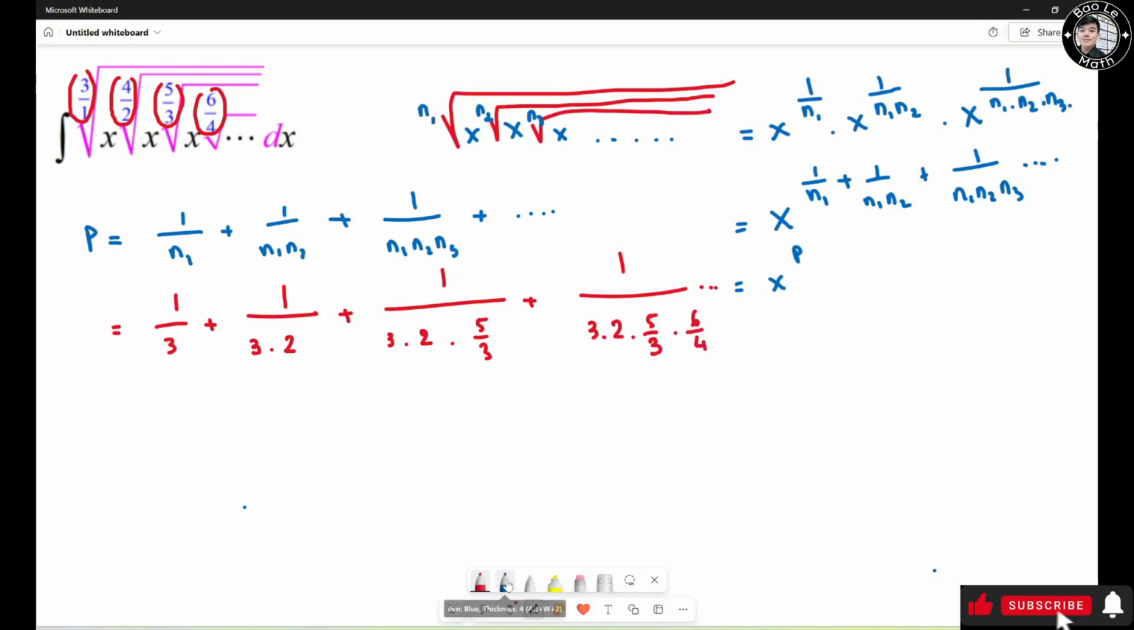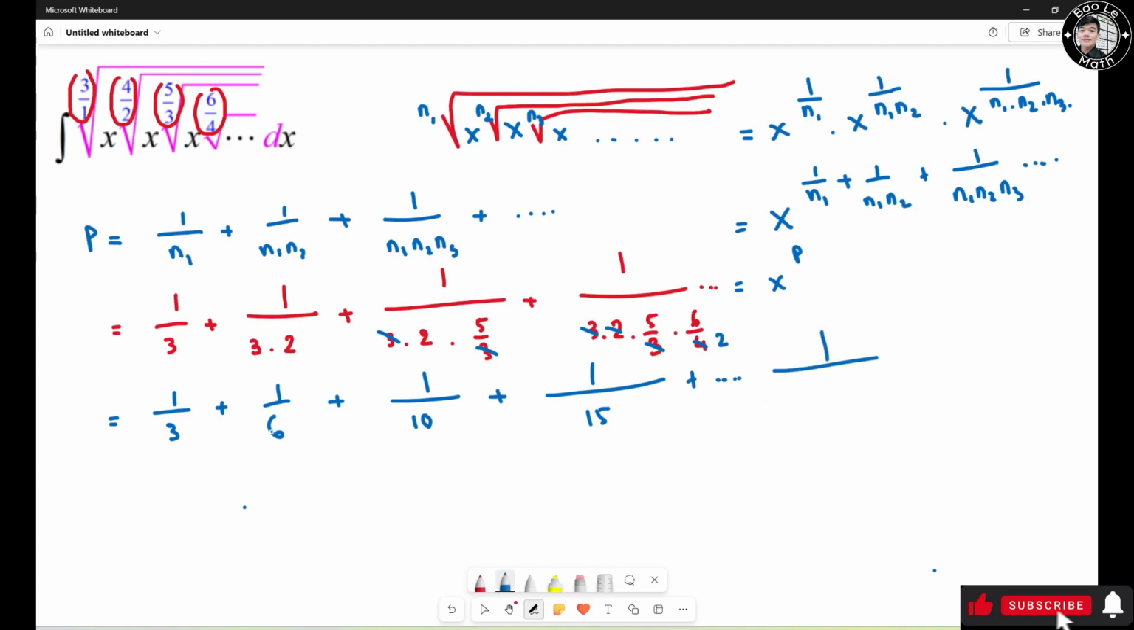Now I need to simplify this. This turns out to be 1 over 3 plus 1 over 6 plus 1 over 10, since the 3s cancel out, plus 1 over 3 and 3 cancel out, 2 and 4 cancel out, 5 times 6 is 30 divided by 2, it's going to be 15, plus etc. The general term is 1 over the denominator, so I could just call this dk.